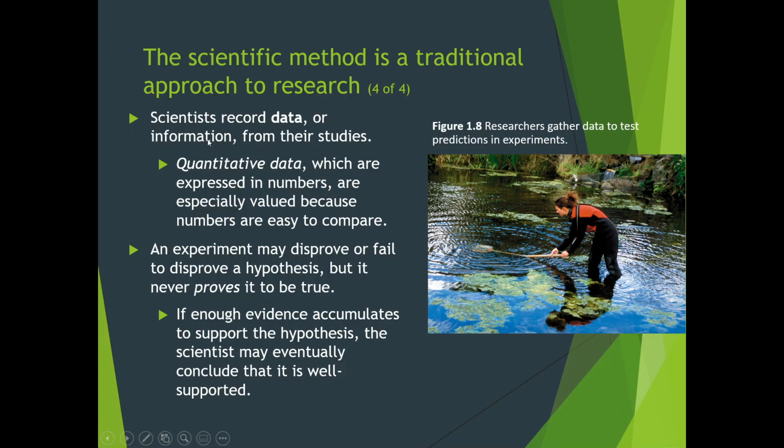Scientists record data and information from the studies. They use what's called quantitative data, which is expressed in numbers, all your little charts and graphs. An experiment may disprove or fail to disprove the hypothesis, but it never proves it to be true. So we'll never have a total 100% fact. In scientific theory, there's always a possibility that it can change, possibility that I'll be able to walk through that wall.